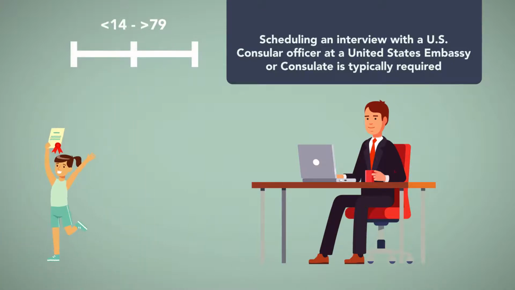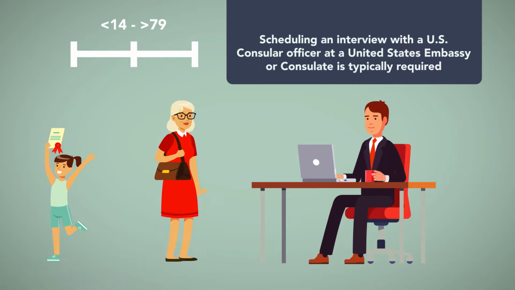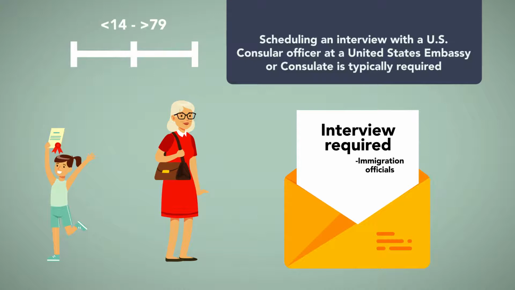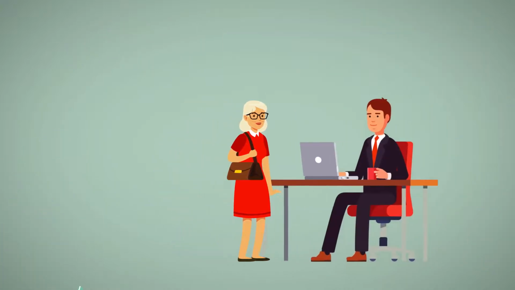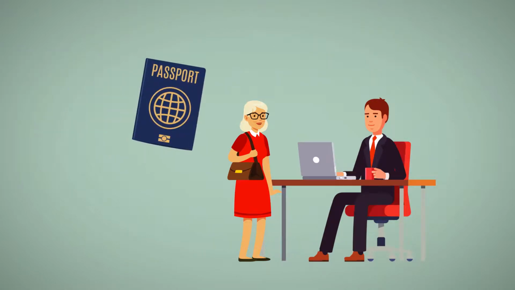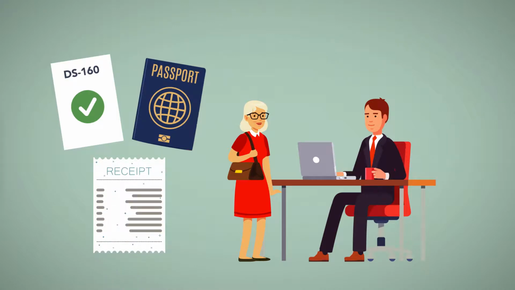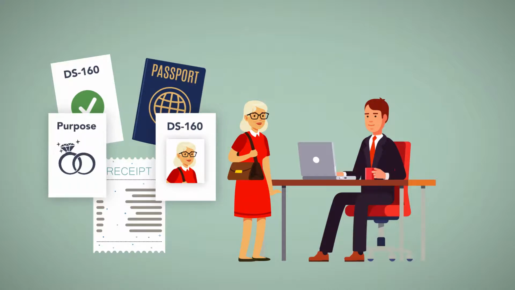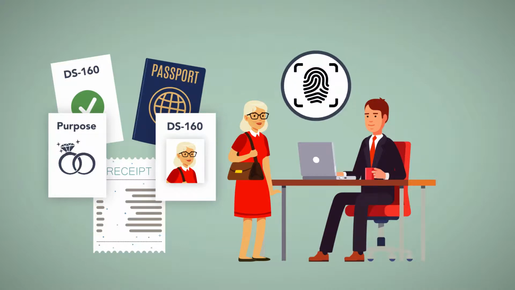But although applicants younger than 14 or older than 79 do not usually need to submit to an interview, anyone of any age can be subjected to the interview requirement at the discretion of immigration officials working the case. Documents must be brought to the interview, including a valid passport, a printed confirmation page for the DS-160 application, and receipt of payment of the application fee. Additional documentation, such as printout of the application photo or evidence of the visit's purpose and the applicant's ability to pay for her expenses while in the U.S., may also be required. Fingerprints of the applicant will ordinarily be taken at the time of the interview appointment.